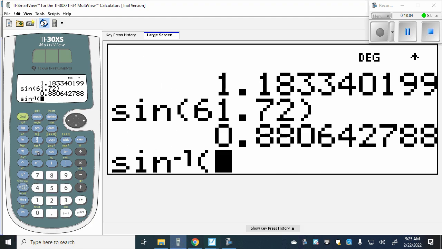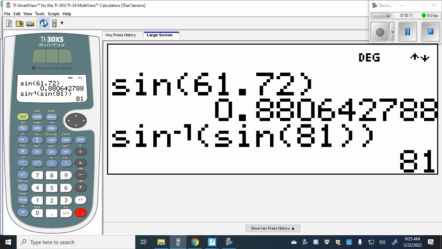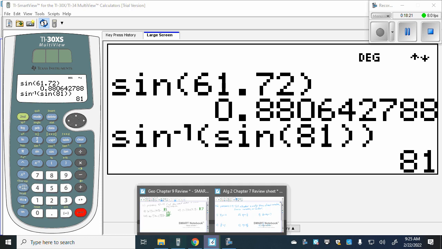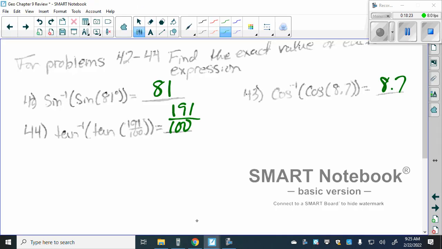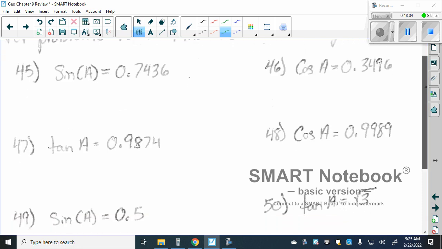But for the ones that we have, if we plugged it in, sine inverse of sine of 81 is 81. So even if you don't remember that, typing these straight into the calculator will still give you the answer. And if you're not sure, especially on the test when you hit this point, type it in. It'll give you the answer, especially when it's saying evaluate or find the exact value.